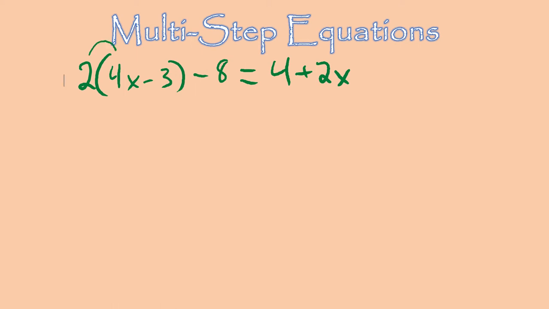To get rid of these parentheses, I'm going to use the distributive property. That means multiplication. You're going to multiply the number that is touching the parentheses by everything that's inside. So you get 2 times 4x, that would give you 8x. A common mistake is for kids to just bring down the minus 3 right here. You have to multiply that by 2. That 2 is talking to the negative 3 as well, so that's minus 6. And then you bring down everything else.